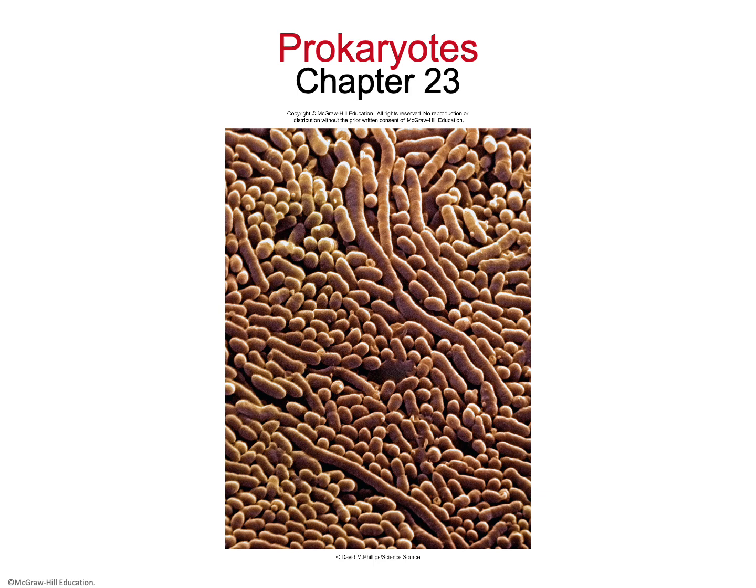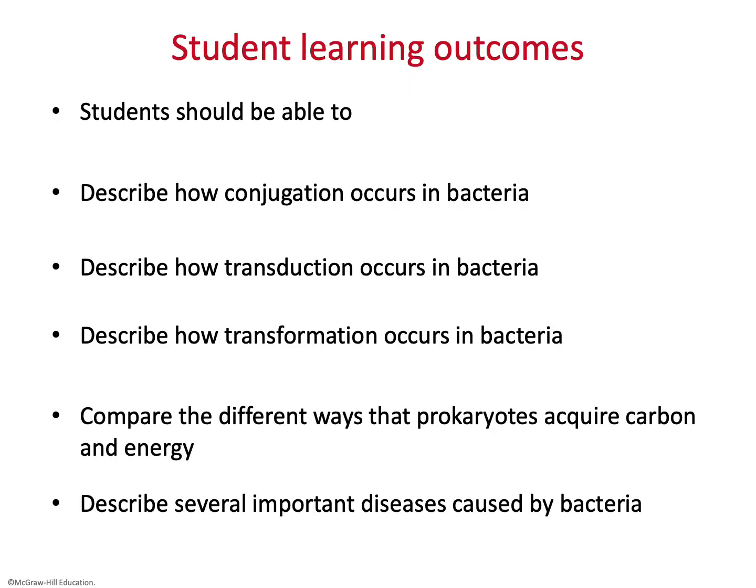In this chapter, you'll be learning about bacterial genetics, including horizontal gene transfer methods and several important diseases and metabolic pathways of bacteria, usually prokaryotes. So at the end of this lecture, you should be able to describe how conjugation occurs in bacteria, transduction and transformation. These are different horizontal gene transfer methods. You should be able to explain and describe how these are occurring in bacteria.